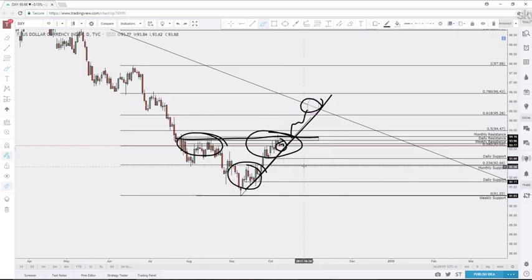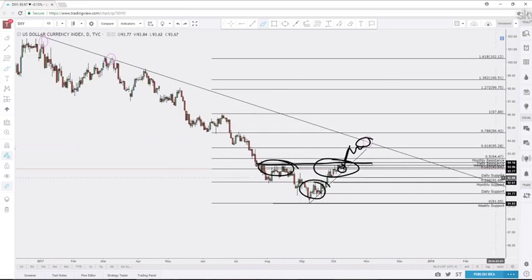Now, the only way that I would continue to be looking for longs to the upside on the dollar index is if we did break this current downtrend. From there, that would warrant a big push to the upside. Now, let's say, for example, guys, that scenario does not play out.